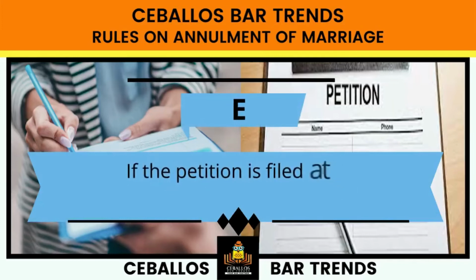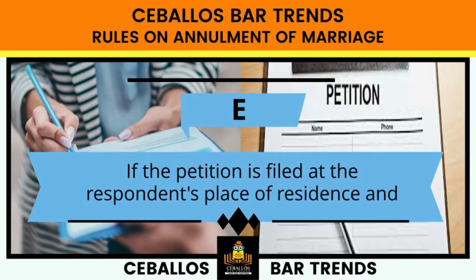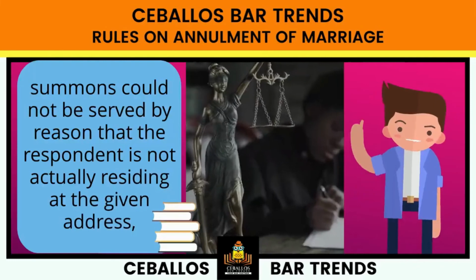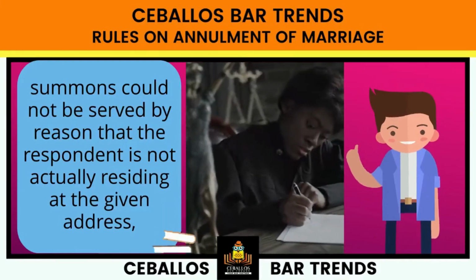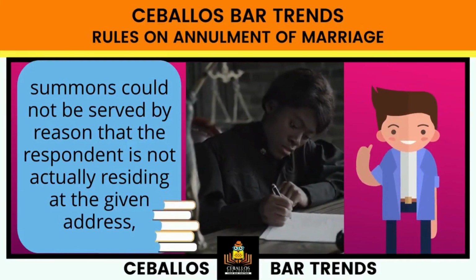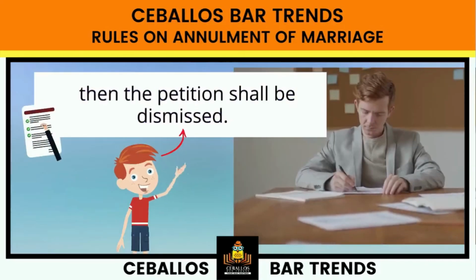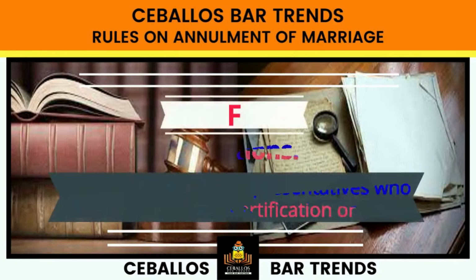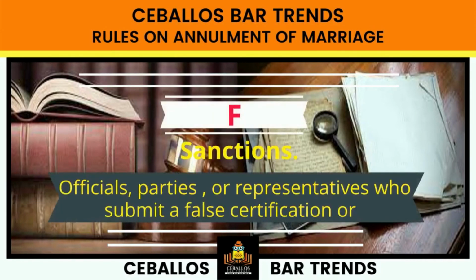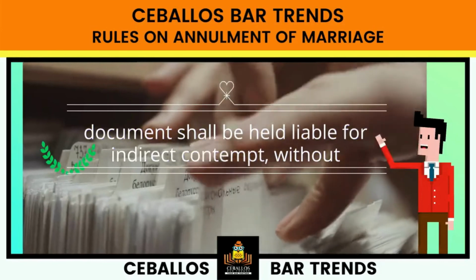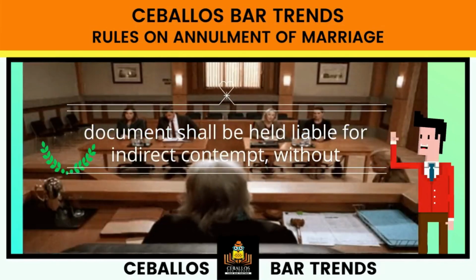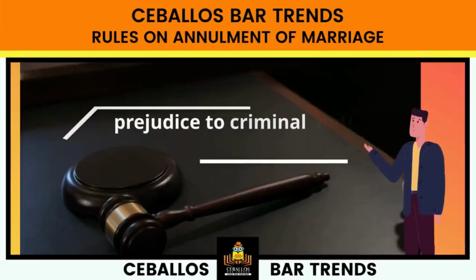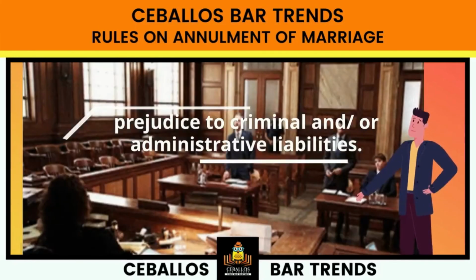E. If the petition is filed at the respondent's place of residence and summons could not be served by reason that the respondent is not actually residing at the given address, then the petition shall be dismissed. F. Sanctions. Officials, parties, or representatives who submit a false certification or document shall be held liable for indirect contempt, without prejudice to criminal and/or administrative liabilities.